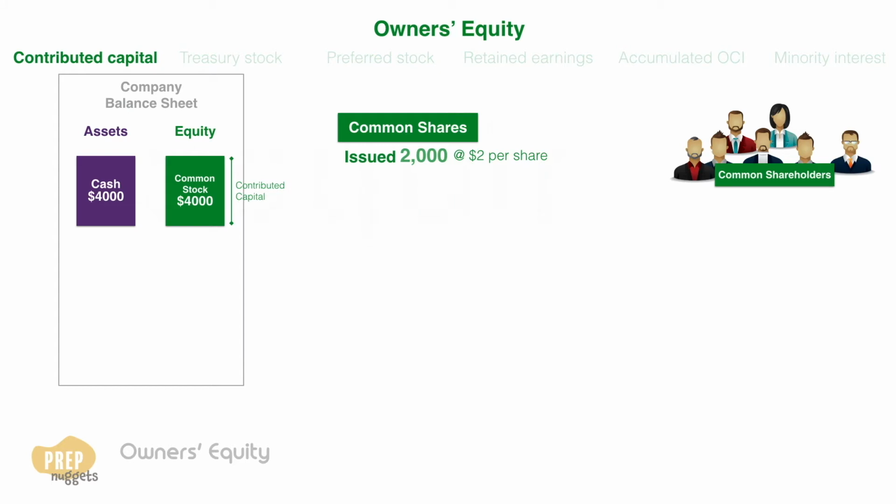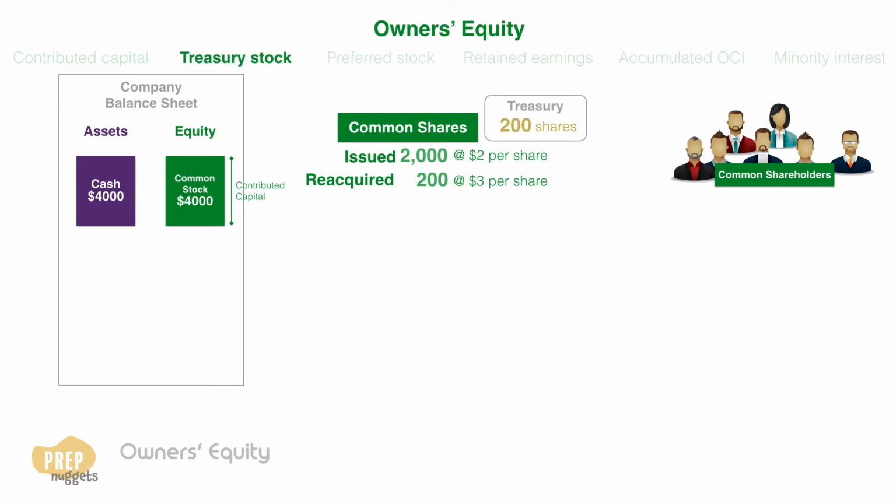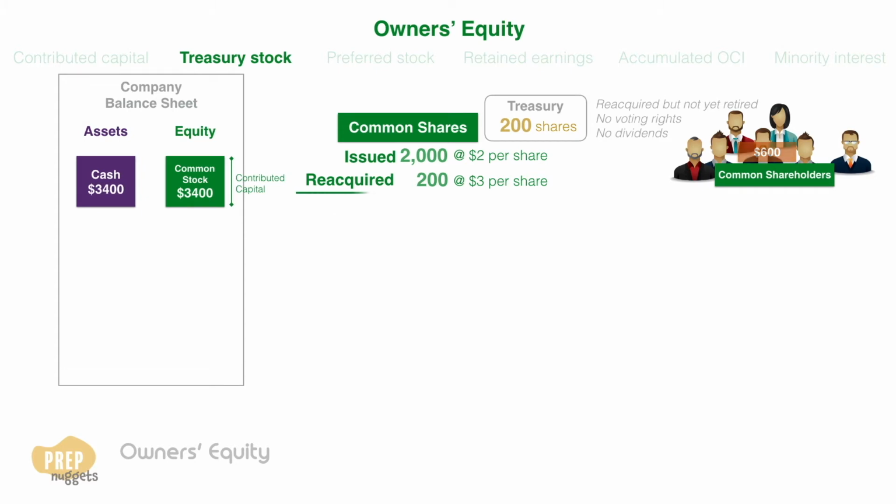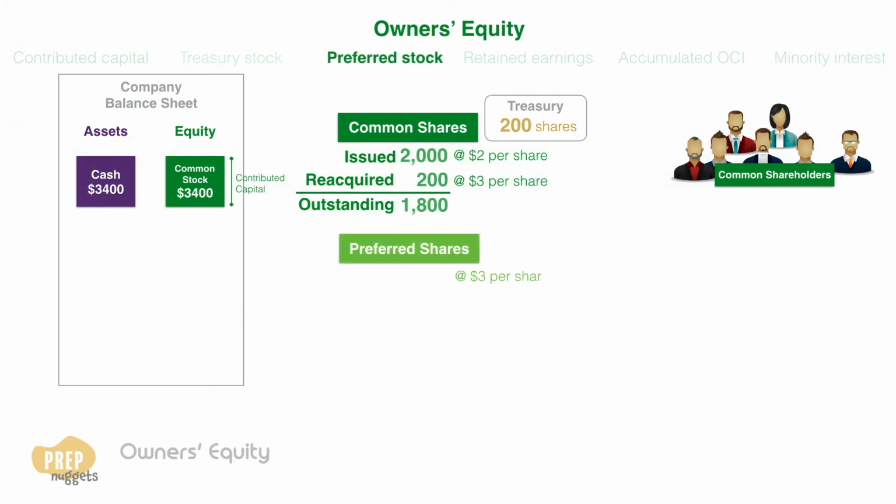Let's say a while later, the company decides to buy back 200 common shares from the shareholders at $3 each. These 200 common shares become treasury stock. Treasury stock is stock that has been reacquired by the issuing firm but not yet retired. It has no voting rights and does not receive dividends. So in this case, the number of outstanding shares dropped to 1,800 and the contributed capital is reduced by $600 to $3,400.